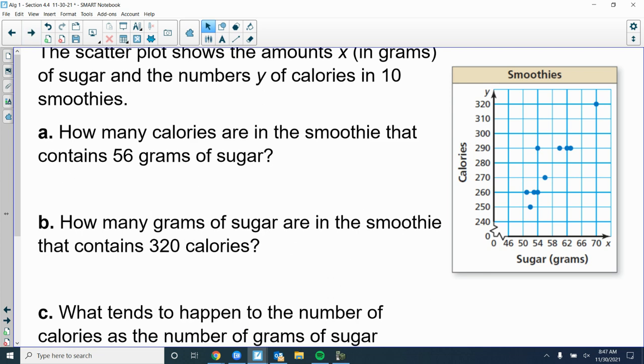How many calories are in the smoothie that contains 56 grams of sugar? All right, look at it. See what you think. You need to be able to interpret a graph. Just read it where it's at. All right, what do you got, Alex? 270. He says 270. So yeah, you go to 56 here. It's in between 54 and 58. There's only one point there, which is right there. And so that says 270 calories. All right, that's the only answer. You can't have anything else.